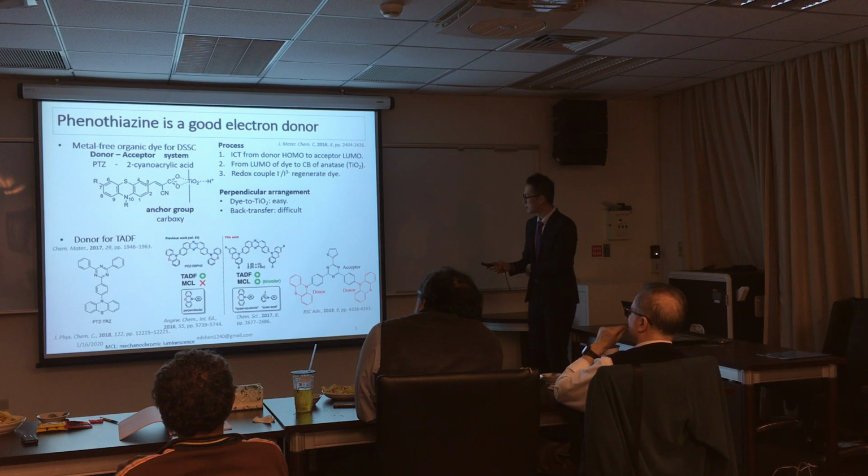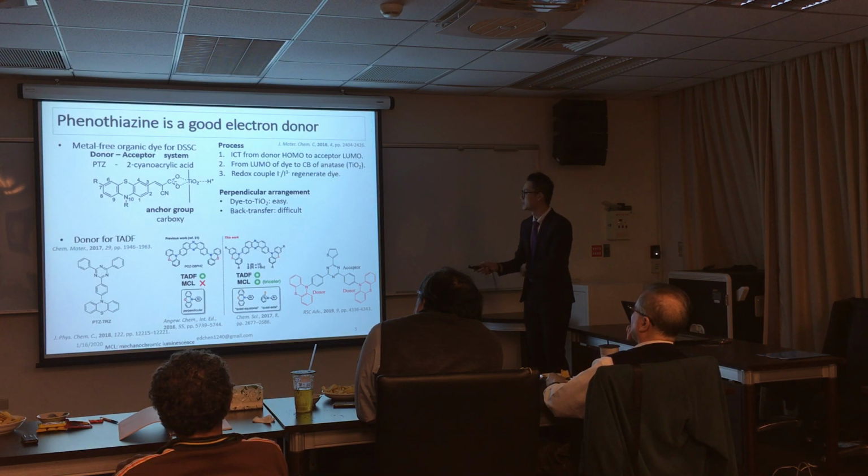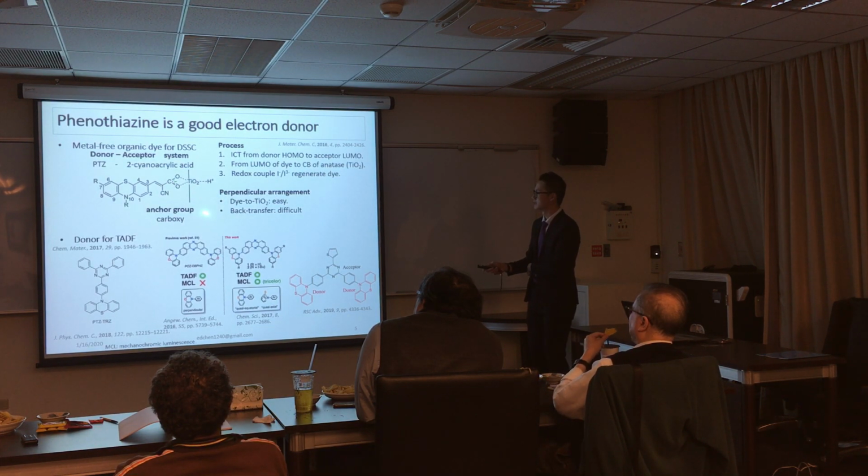This perpendicular arrangement has two advantages. First, electrons move very easily from the dye to TiO2, and back transfer from TiO2 to the far away phenothiazine is difficult. So most of the light can be converted into electricity.